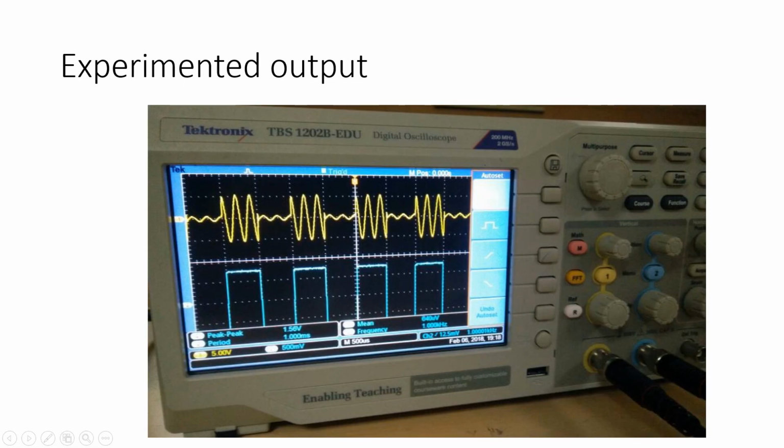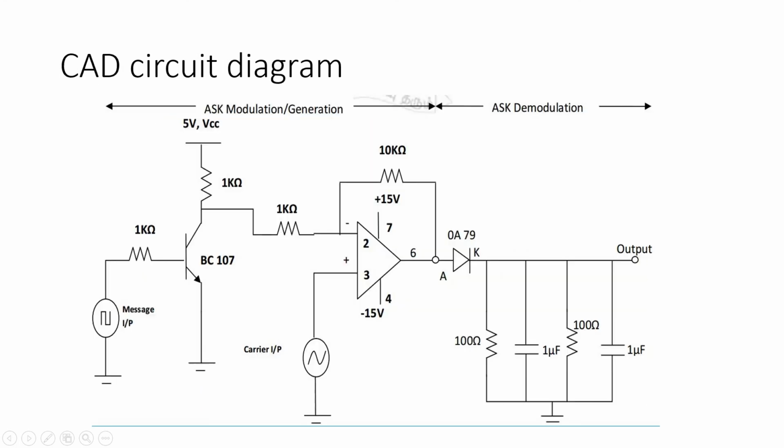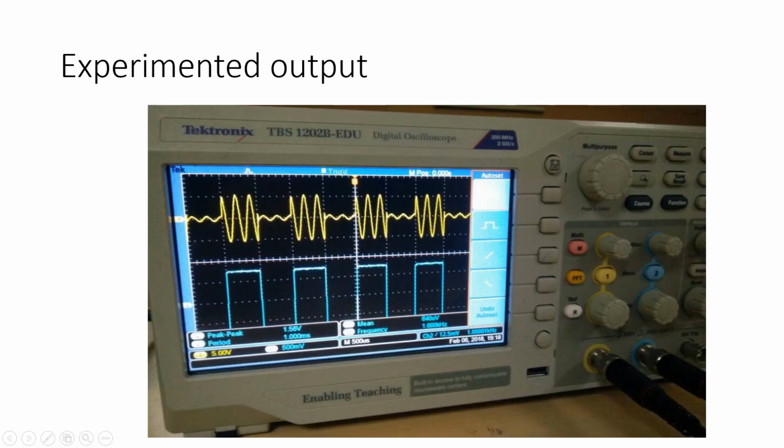The output becomes the sixth pin is the output for the demodulation circuit. This is the input of the demodulation circuit, and this is the output of the demodulation circuit. So this is exactly what we get in ASK modulation and demodulation. Thank you.